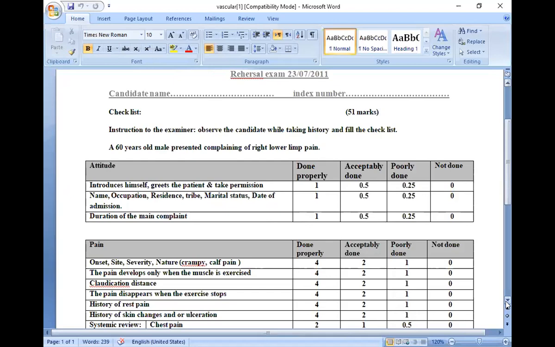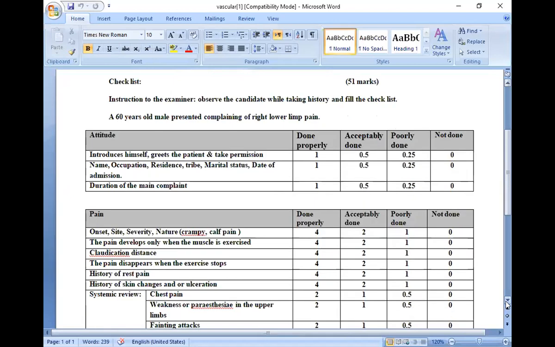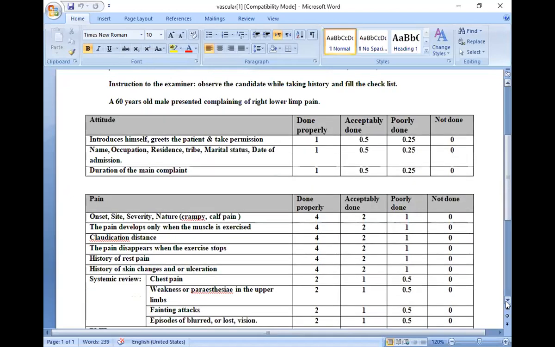Duration of the main complaint, 1. Then we come to the specific things. Onset, site, severity, nature, crampy calf pain. This is 4. The pain develops only when the muscle is exercised. It's an exercise pain, 4. The claudication nature of the pain is 4, another 4, because it's very important. The pain disappears when exercise stops, when the patient takes a rest. Then this is another 4.